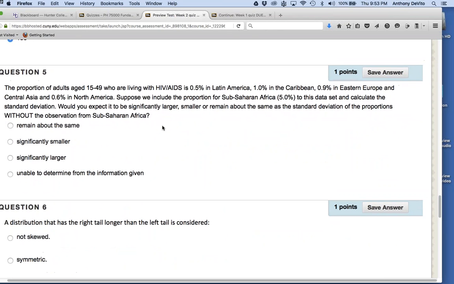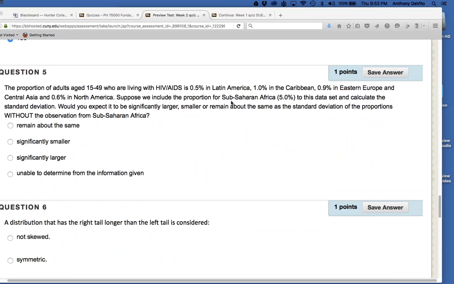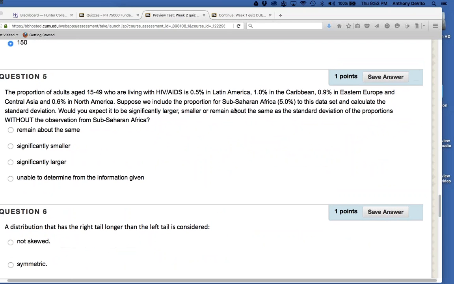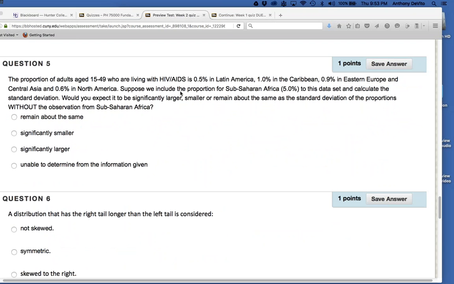The proportion of adults aged 15 to 49 who are living with HIV/AIDS is 0.5% in Latin America, 1% in the Caribbean, and in Eastern Europe and Central Asia, 0.6%. Suppose we include the proportion for Sub-Saharan Africa, 5%, to this data set and calculate the standard deviation. Would you expect it to be significantly larger, smaller, or remain the same as the standard deviation of the proportions without the observation for Sub-Saharan Africa?